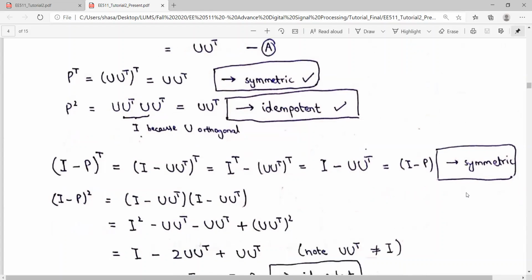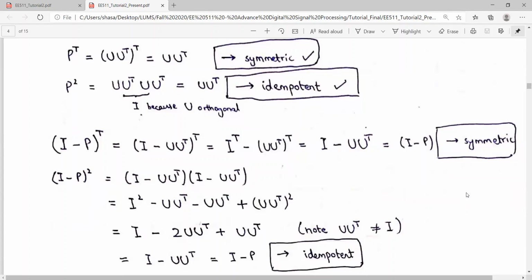So do I need to stress something here? No. Or maybe yes. UU transpose is not identity. This may have been clear, but sometimes people do make this mistake: when the matrix is orthogonal, they just think that the matrix multiplied by its transpose is identity. But U transpose U is what would result in an identity.